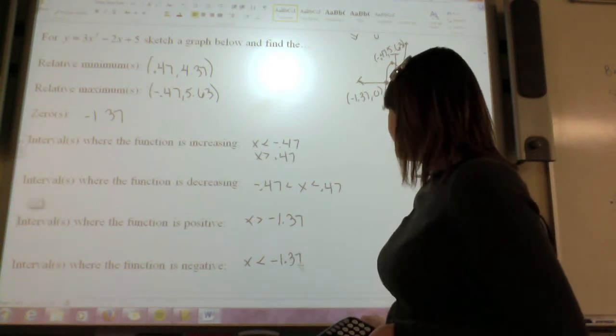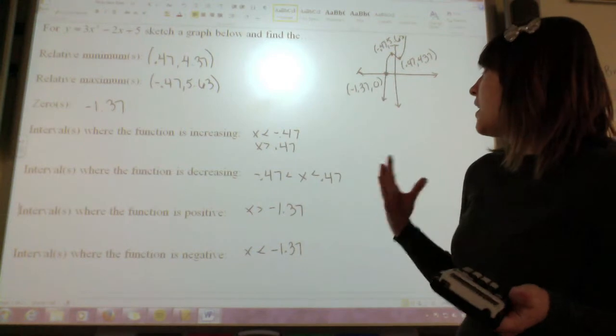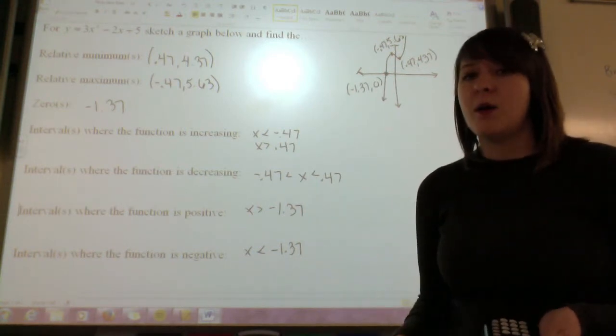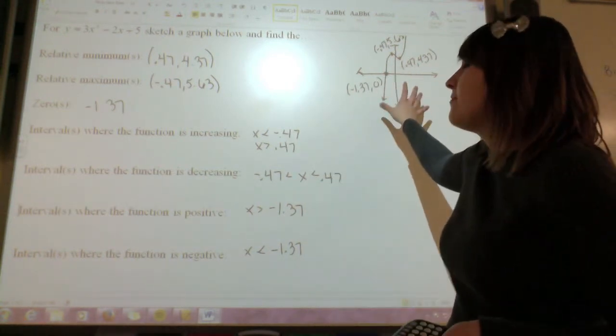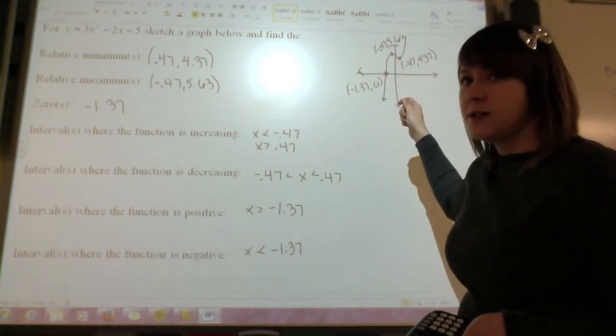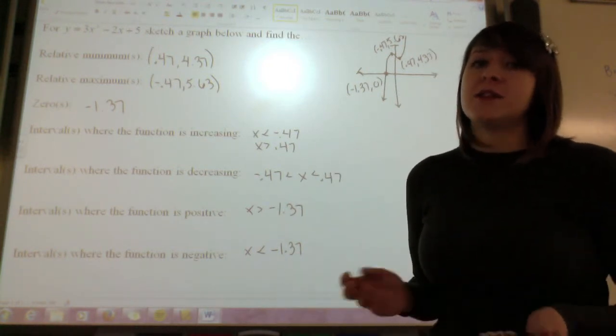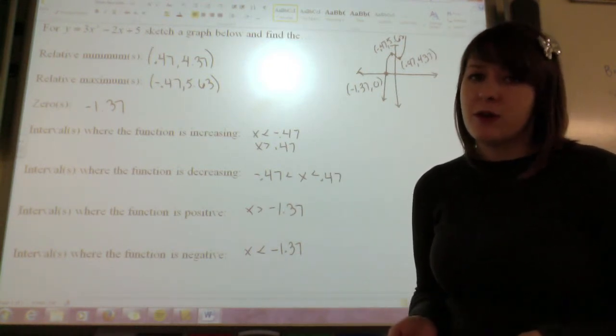Okay, and that's everything for this section. I would recommend that for all of these problems, you draw out a graph and label it, and then you can just trace over the areas that would apply to increasing, decreasing, positive or negative, and you can come up with your intervals that way.